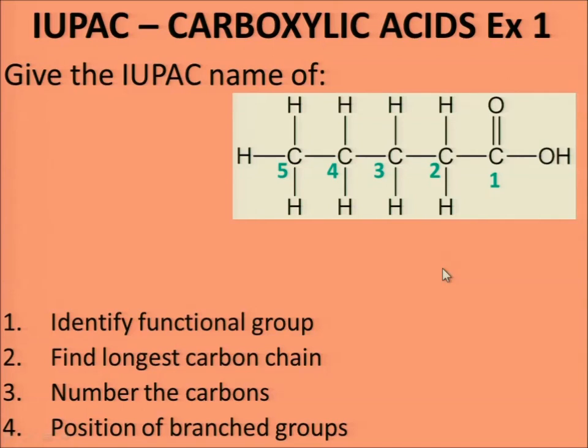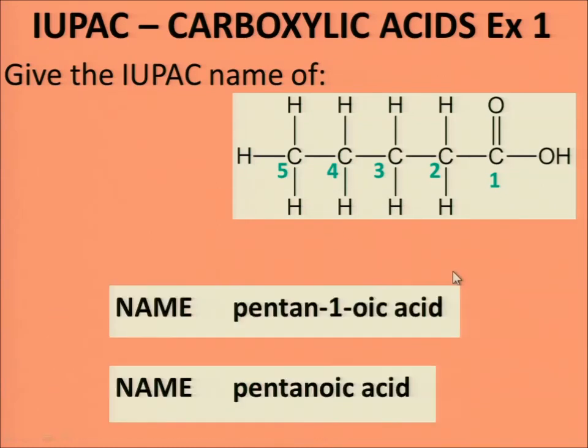The next step is to find the longest carbon chain. So here you number your carbon chain. Number 1 is always the carbonyl carbon. So 1, 2, 3, 4, 5. Now you can name your carboxylic acid. You have 5 carbons, therefore pent. An, because there are only single bonds. 1, because the carboxylic acid part is at carbon 1, oic acid. Now because the carbonyl carbon should always be number 1, you can omit that 1 and just say pentanoic acid.